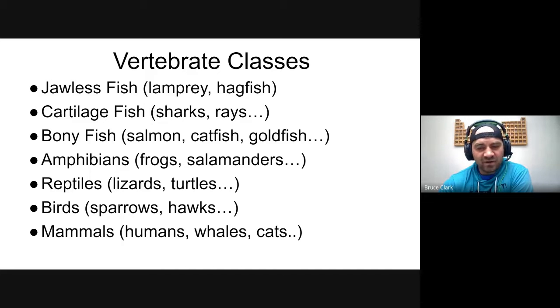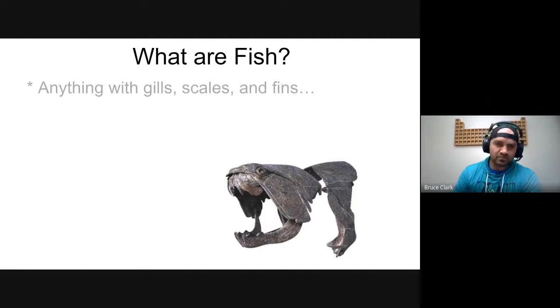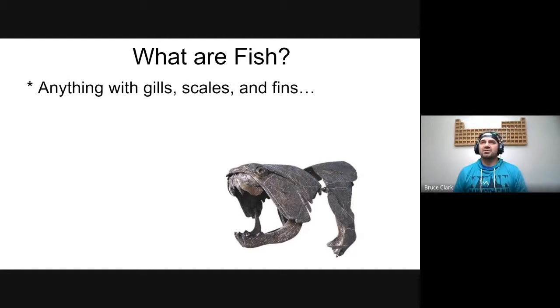And today we're going to be short and sweet, talking about the history of fish. All right, so kind of where they show up in the fossil record, how old are they, those things. And first off, we have to define fish as a general definition of anything with gills, scales, and fins. Okay, those three things are what make a fish a fish.